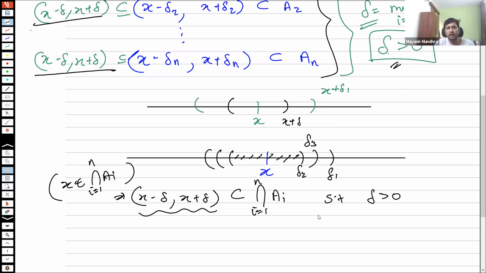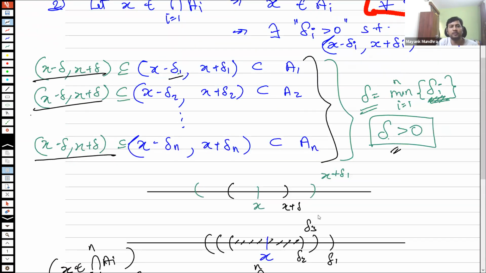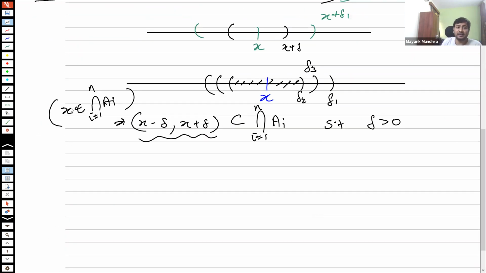Now let's look at the part where you have an infinite intersection. So let's say that X belongs to the intersection of Ai for i equals 1 to infinity.